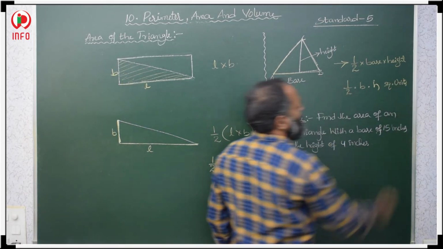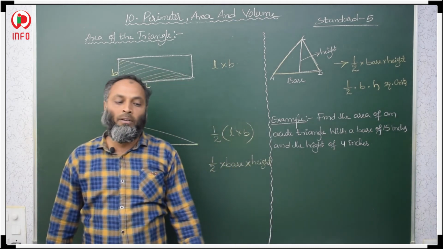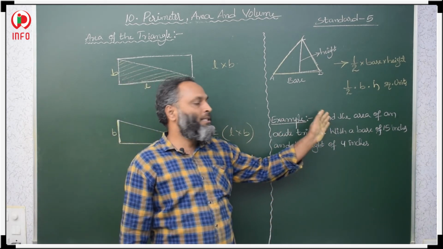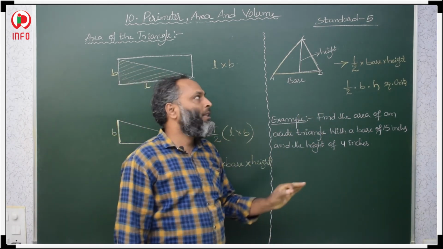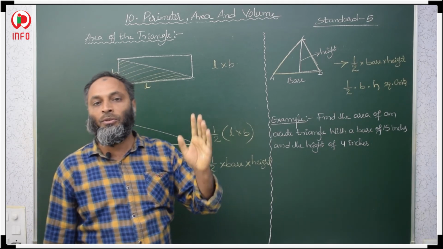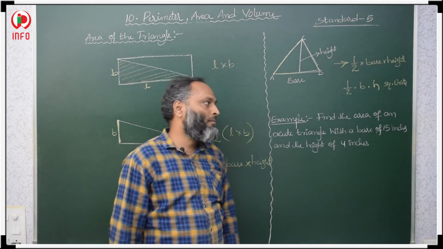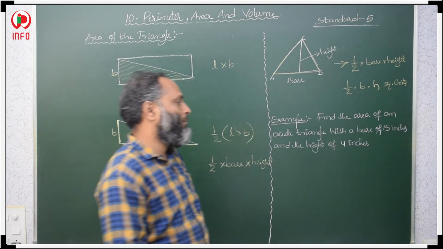Area is always in square units, whether it is a square, a rectangle or a triangle. Whenever area is there, it is always in square units. The area of a triangle is half into base into height. Okay. Now, in the example, find the area of an acute triangle with a base.